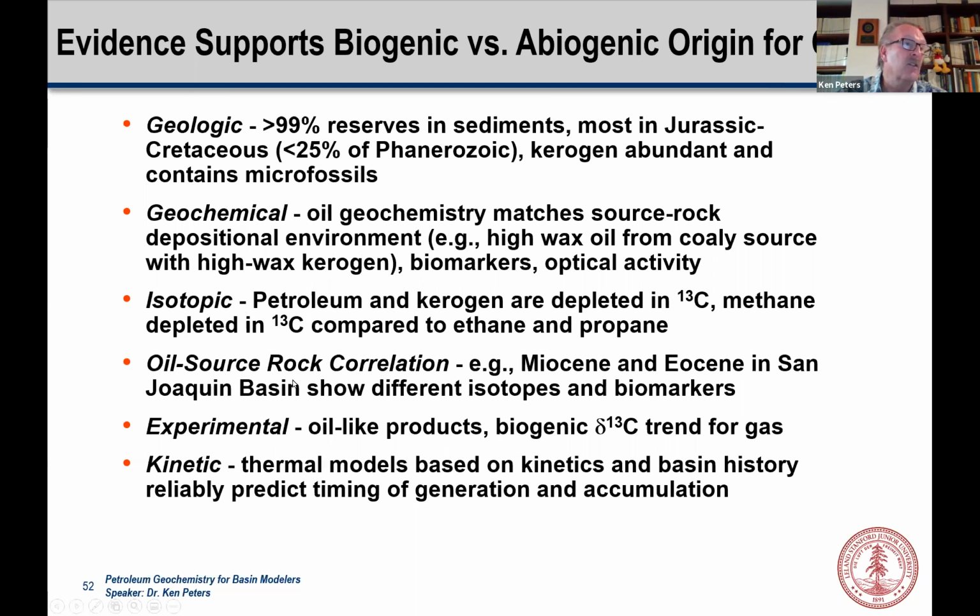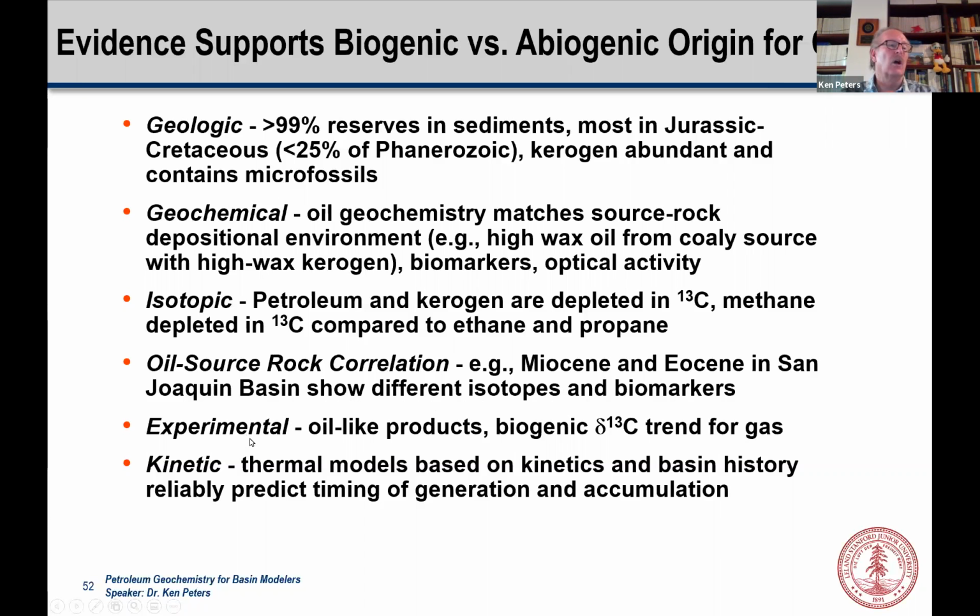Oil source rock correlation, of course, works. And the argument that this is a result of contamination, I think, just simply doesn't make sense. You can correlate, for example, Miocene and Eocene oils in the San Joaquin Basin with their source rocks using isotopes and biomarkers. And it's very clear that the oils and the hydrocarbons are coming from those source rocks.